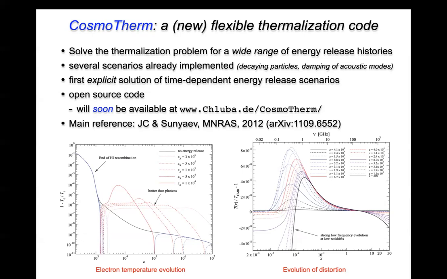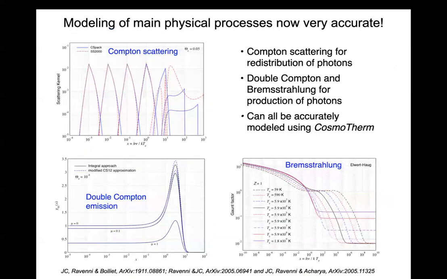The important thing is it has many energy release processes already implemented, so one can really calculate and predict the signals that one would be expecting for different models. We have the opportunity to model the Comptonization process, the double Compton process, and Bremsstrahlung processes very accurately, even using full kernel treatment. So you can really test for the precision of the calculation. Of course, the calculation becomes more expensive when you do a kernel treatment, but these are capabilities that were added with my team here at Manchester over the past recent years: Boris Bolliet, Andrea Ravenni and Sandeep Acharya.